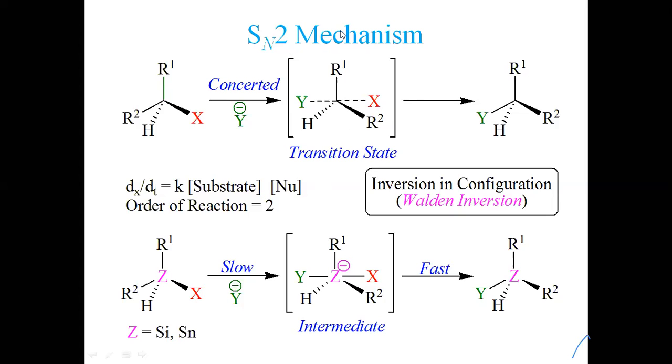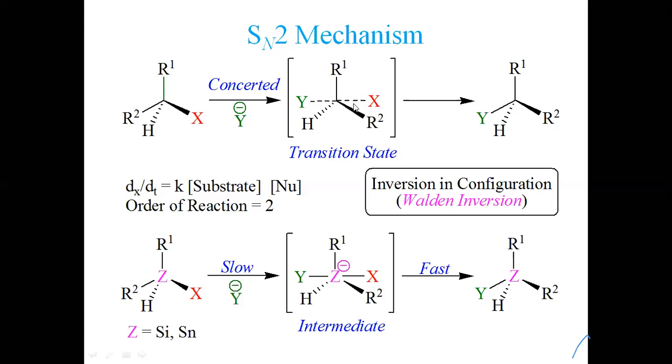The key of this transition state is X and Y. They are opposite to each other, not perpendicular, but 180 degrees to each other. This is the key of substitution in SN2. This is why it is called SN2. 2 stands for bimolecular, which shows that it is a concerted mechanism. It completes in a single step. This is all a concerted mechanism involving a transition state. This is the transition state involved in the SN2 reaction.